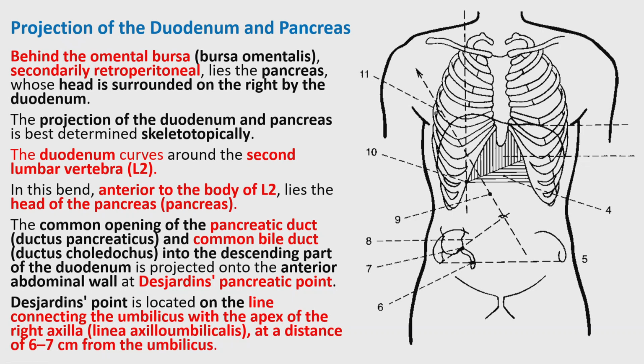Projection of the duodenum and pancreas. One projection is this one, which is called Desjardins pancreatic point. Desjardins pancreatic point is the place where, in the major duodenal papilla, two main structures open. What?